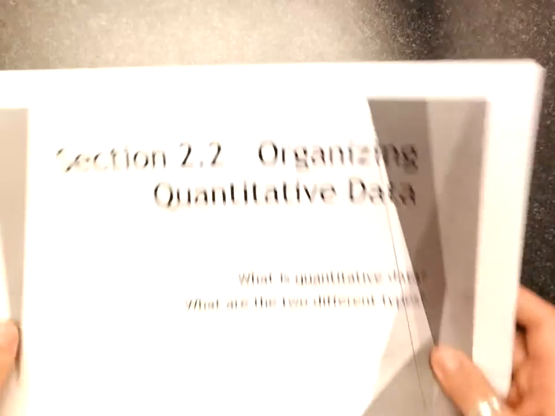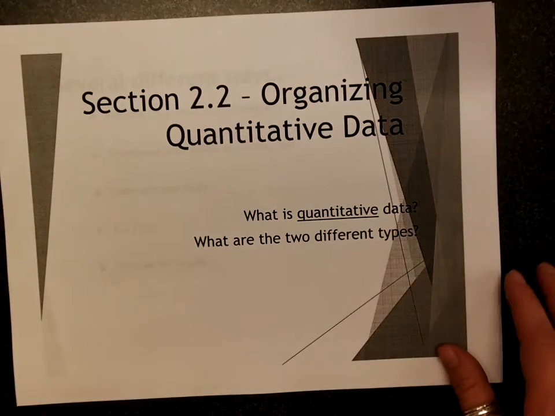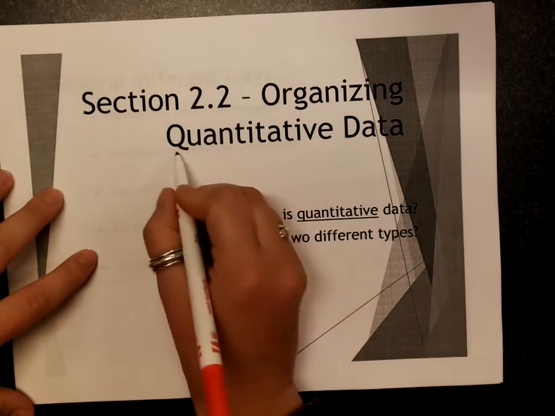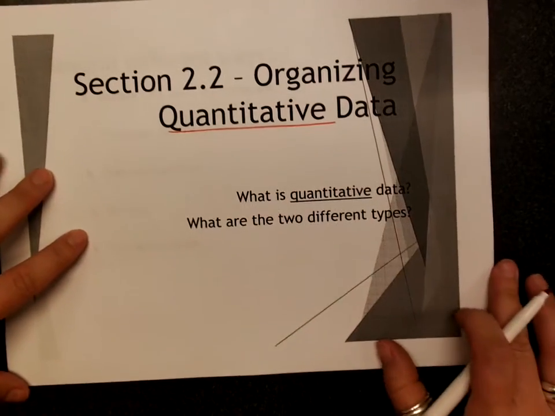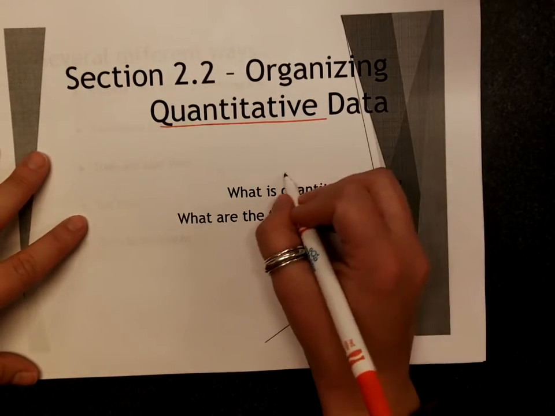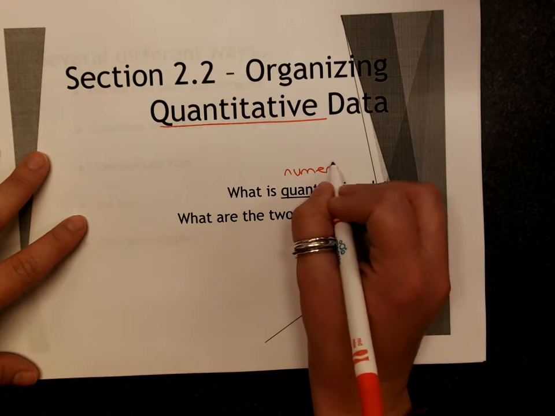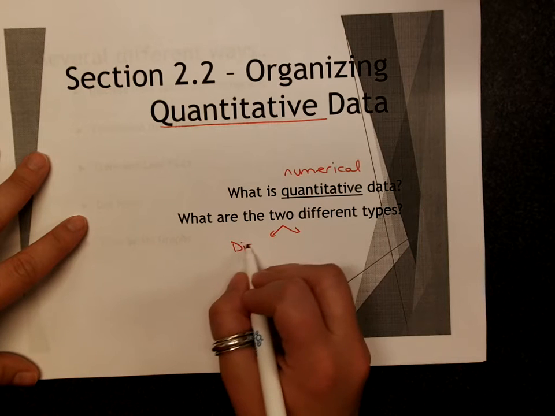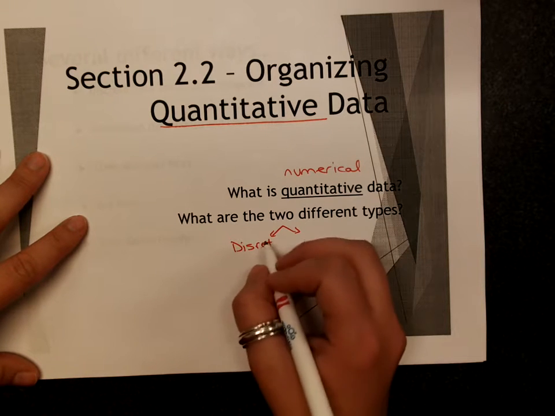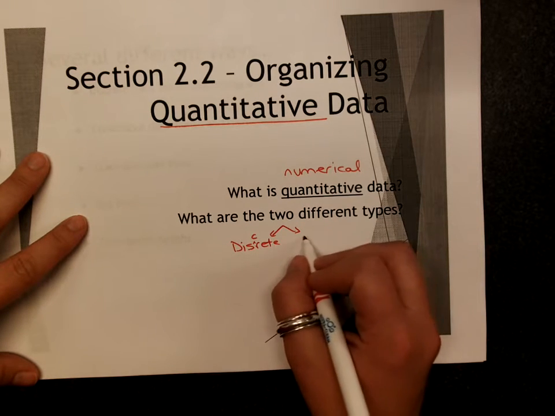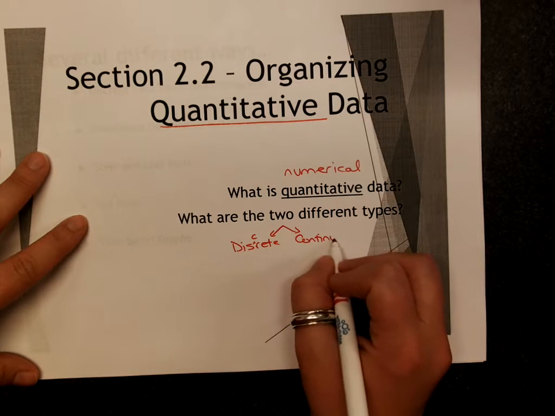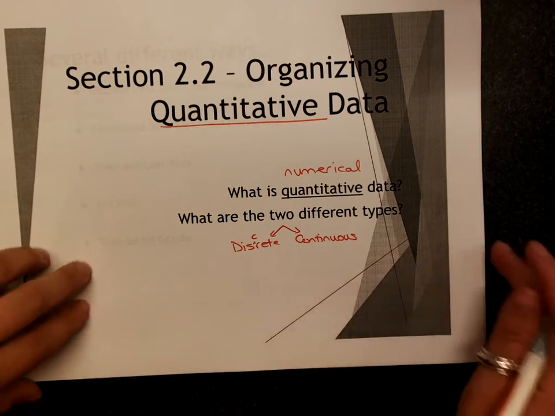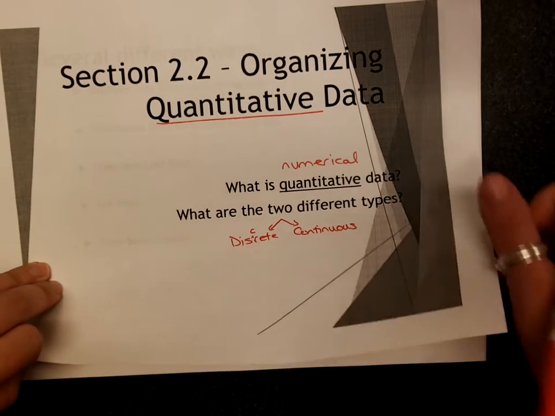The next section deals with organizing quantitative data. This is where we're going to be putting most of our energy for Chapter 2. It's quantitative data. Remember, quantitative data is our numerical data. And the two different types we have are discrete and continuous. And so we'll talk about different ways to display discrete and continuous data.